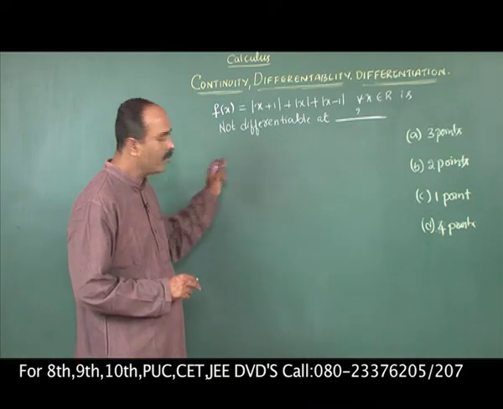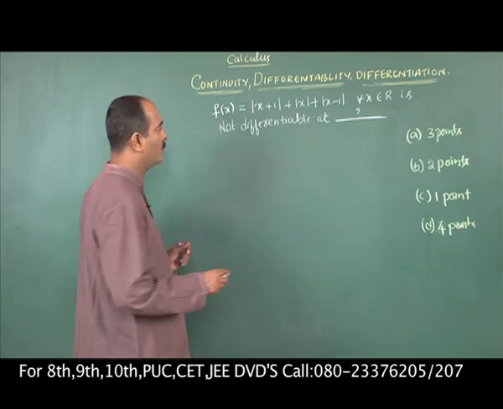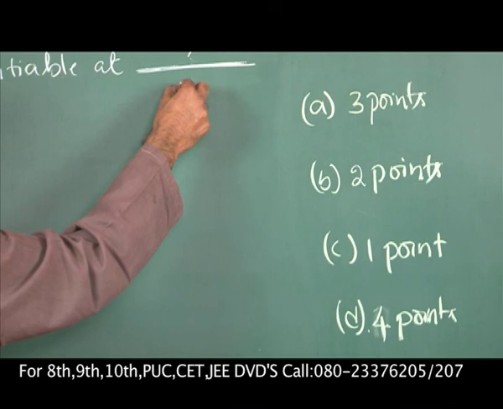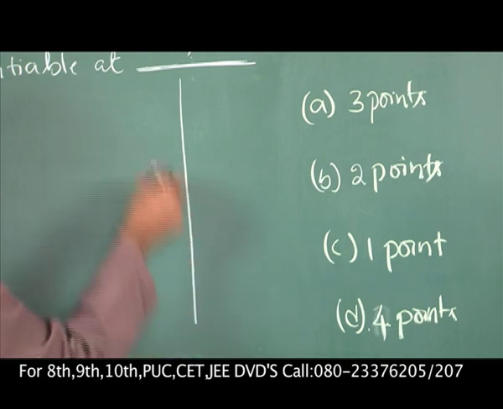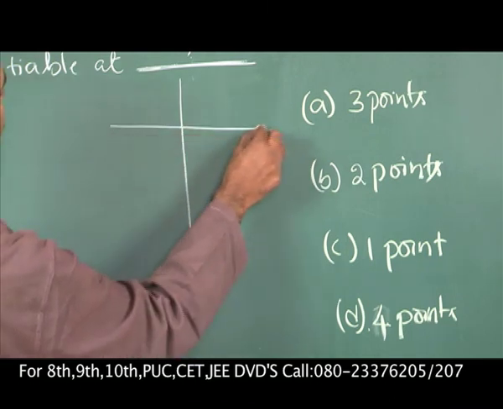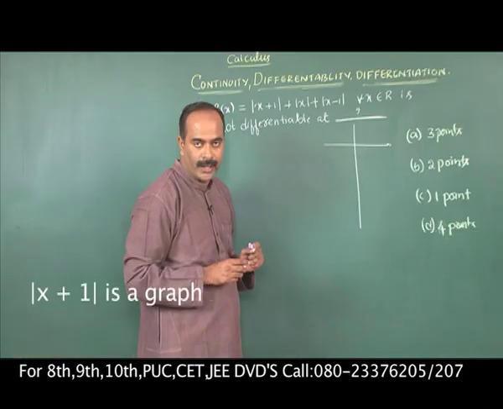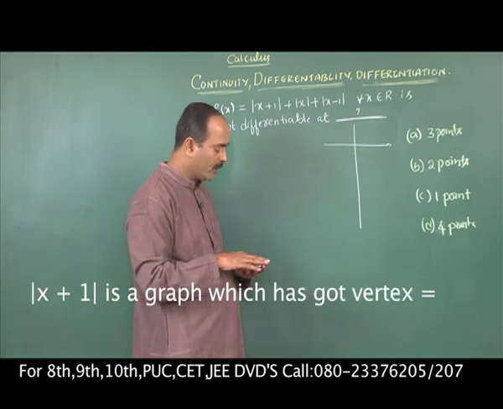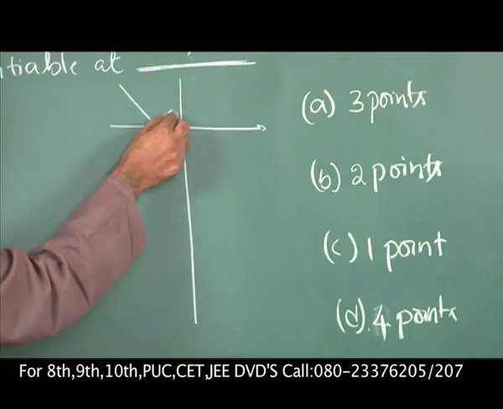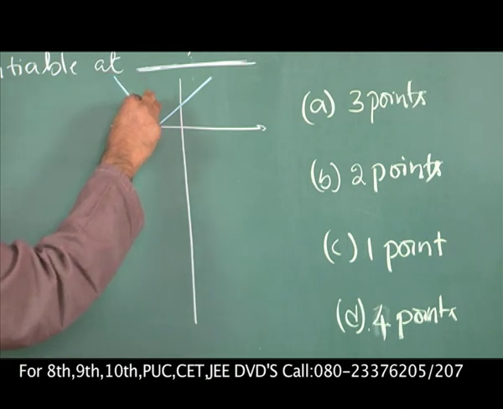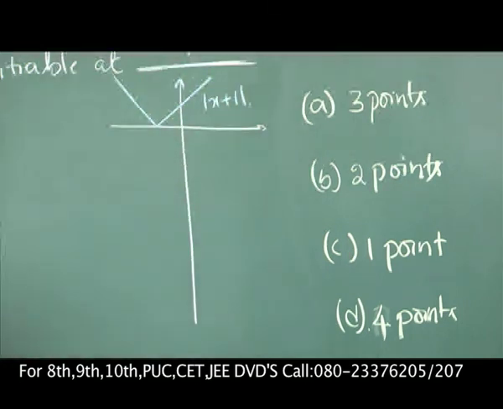This problem can be solved using the standard method, but let us use a graphical approach to solve this. First, let us draw each of these graphs. The first graph is mod of x plus 1. Mod of x plus 1 is a graph which has its vertex at x equal to minus 1. The graph of mod of x plus 1 is clearly like this.